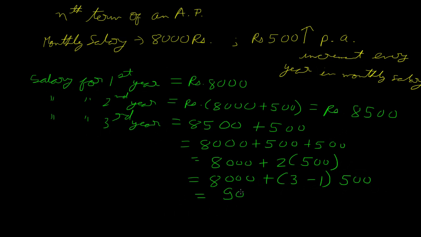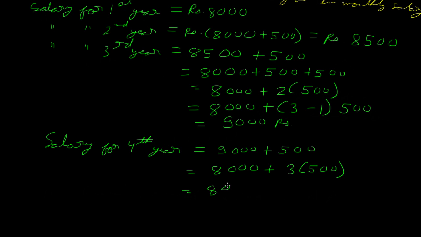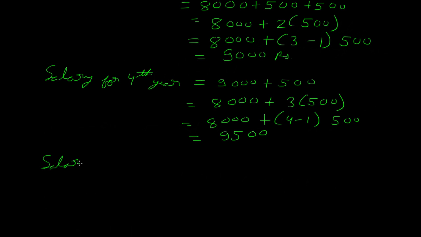Similarly, if we look at the salary for fourth year, it will be salary for third year, that is 9,000 plus 500, or we could write this as 8,000 plus 3 times 500. Since it's the fourth year, we would have got increment 3 times: once, twice, and then thrice. Or we could also write this as 8,000 plus (4 minus 1) times 500, which is 9,500.